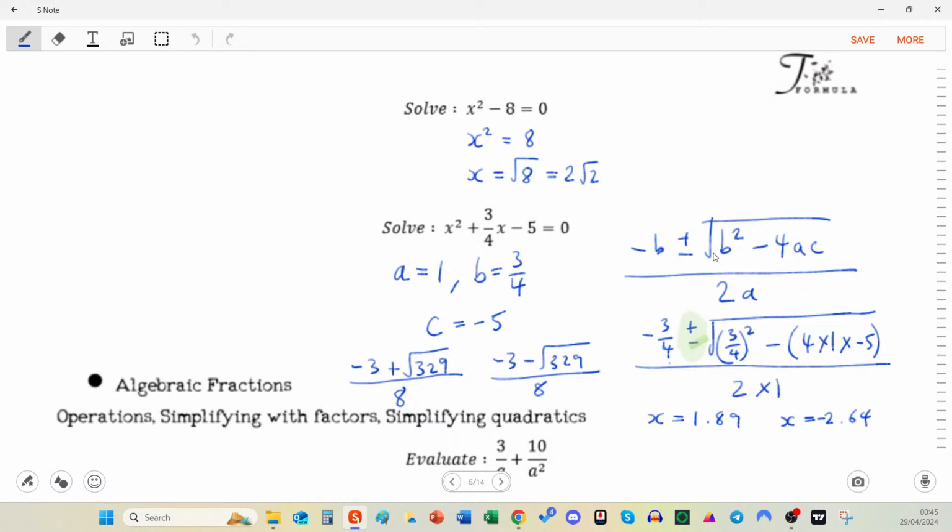That the numbers aren't always nice. I've rounded these, and you have to round them appropriately, but they're not always nice.